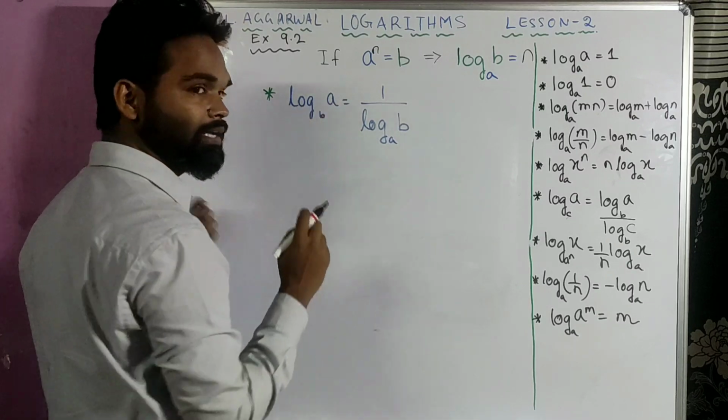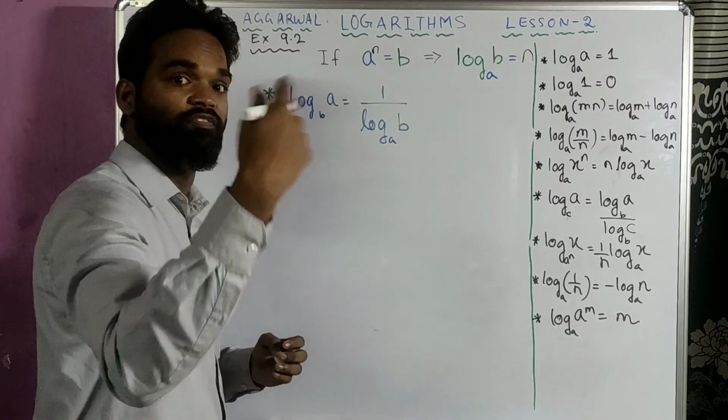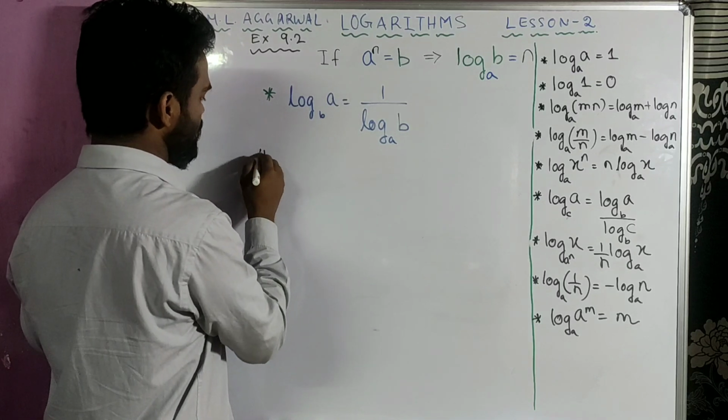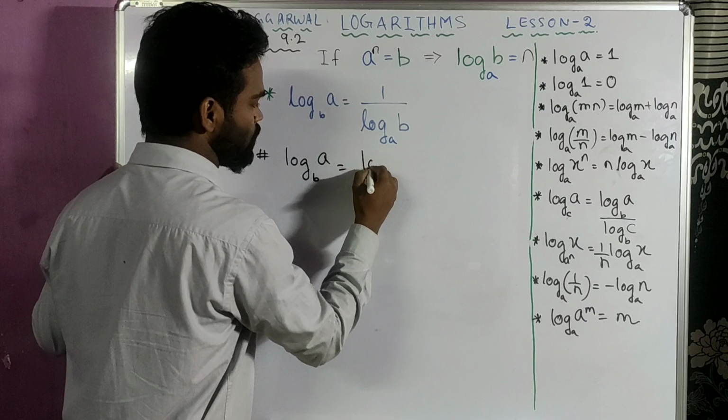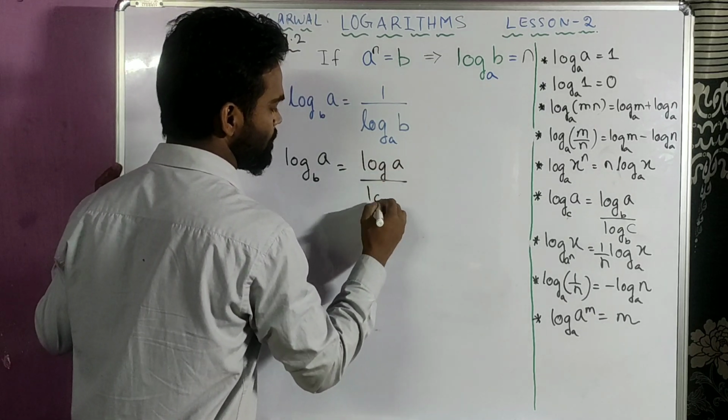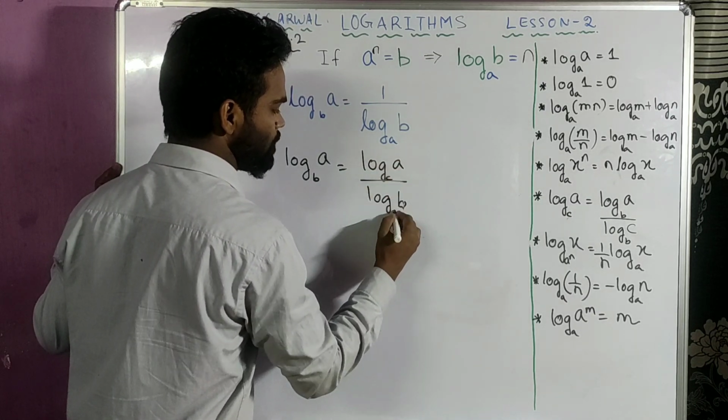Now look at this one. Log of a to base b is equal to 1 by log of b base a. How come? Very easy. Log of a base b can I write by base changing rule? Log a by log b. Suppose we take the base as c.